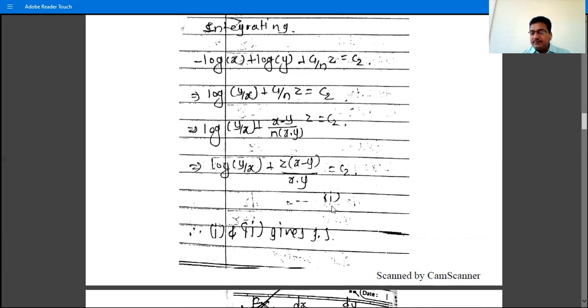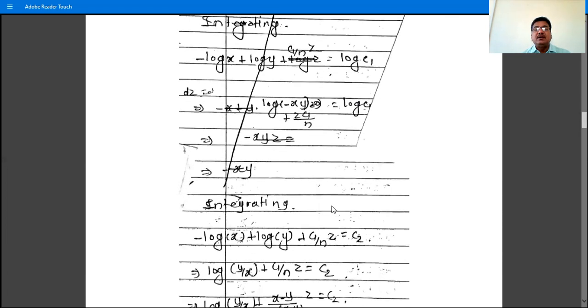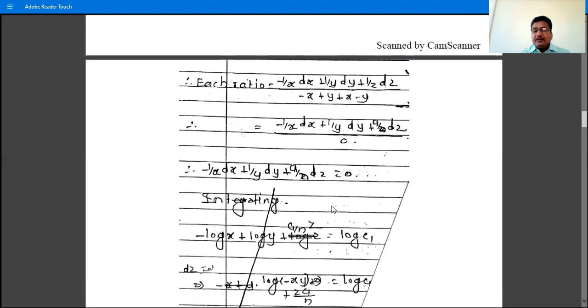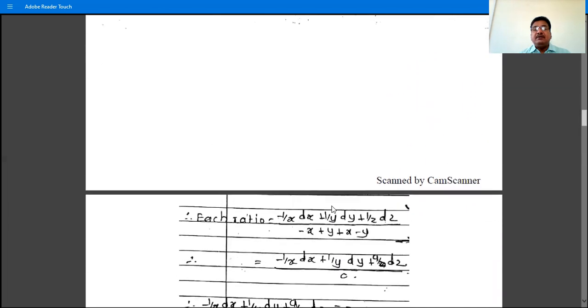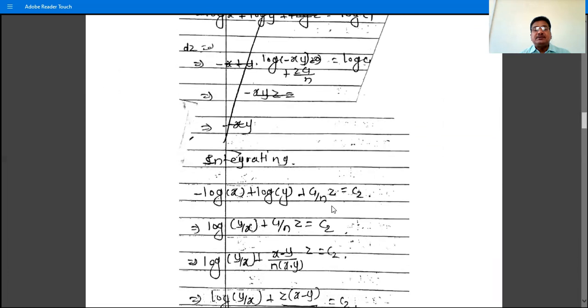Therefore, first together with second gives the general solution of the given differential equation. So by using the first solution and by using method number 2, we can obtain the second solution of the given differential equation in this example.